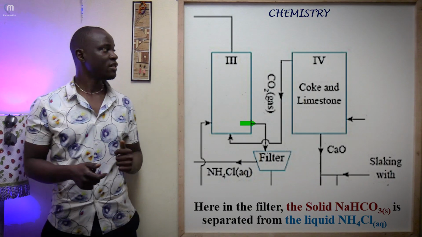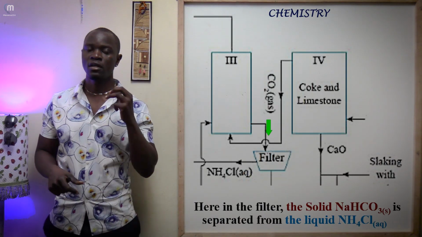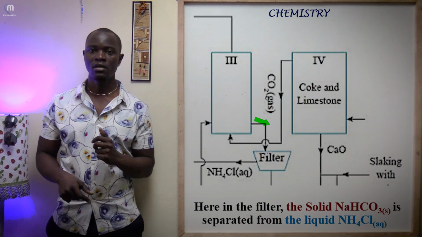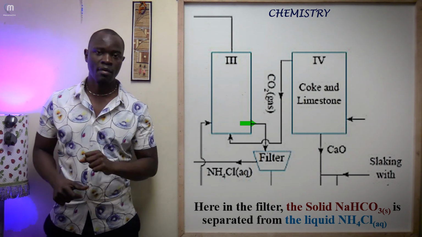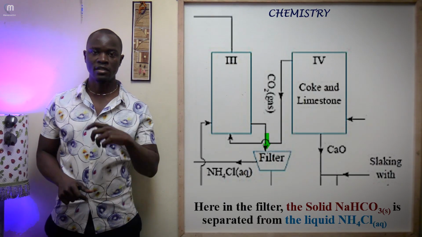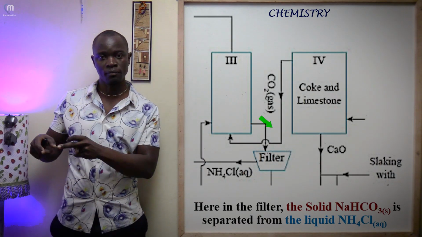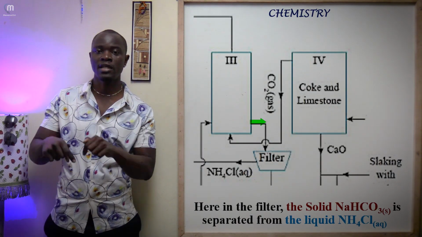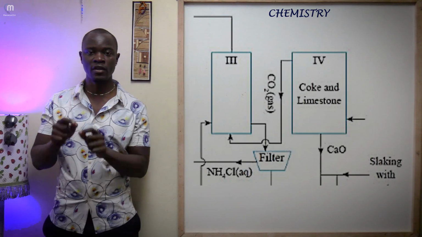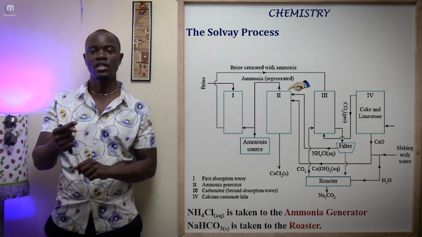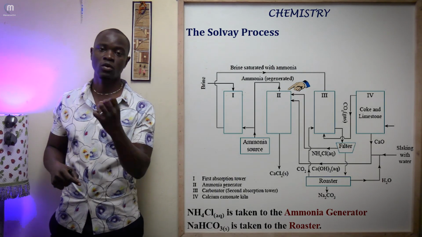From this second absorption tower, these components, sodium hydrogen carbonate and ammonium chloride, are taken from the carbonator into the filter. Remember, sodium hydrogen carbonate is in solid form, while ammonium chloride is in liquid form. These two components are what enter the filter. From the filter, the liquid part, which is the ammonium chloride, is filtered out and taken straight to the chamber of the ammonia generator. That is what happens.